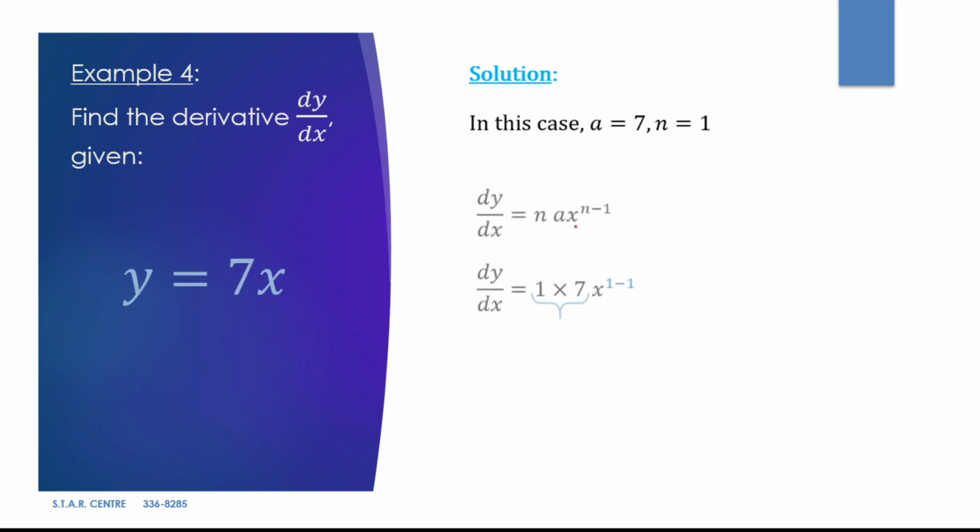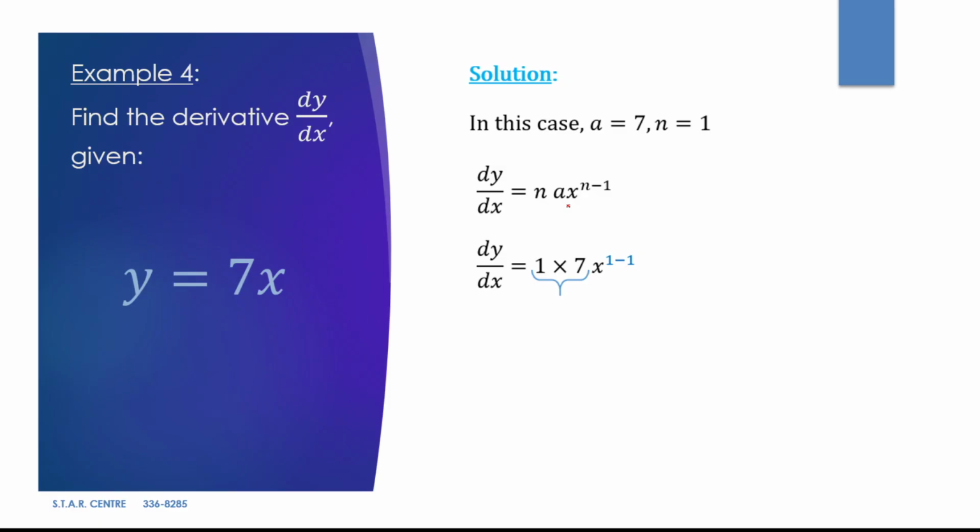Example 4, to differentiate y equals 7x. Again, we identify the values of a and n, in the form ax to the power of n. In this case, there's no visible power written here, so x by itself without a visible power is understood as x to the power of 1. Using our power rule, substituting the values of n and a, we would have 7 x to the power of 0. And from our laws of indices, we know that anything raised to the power of 0 is 1. So our final answer is just 7.